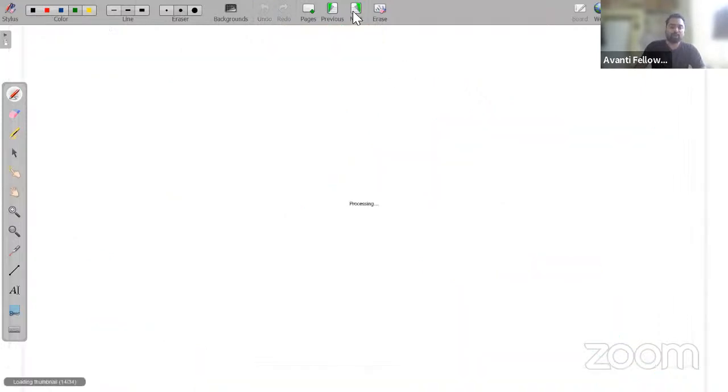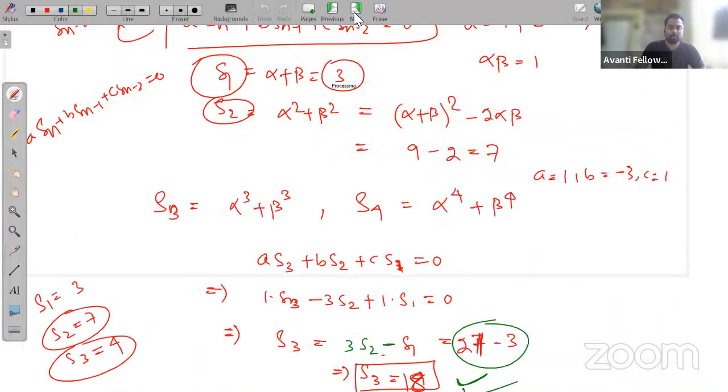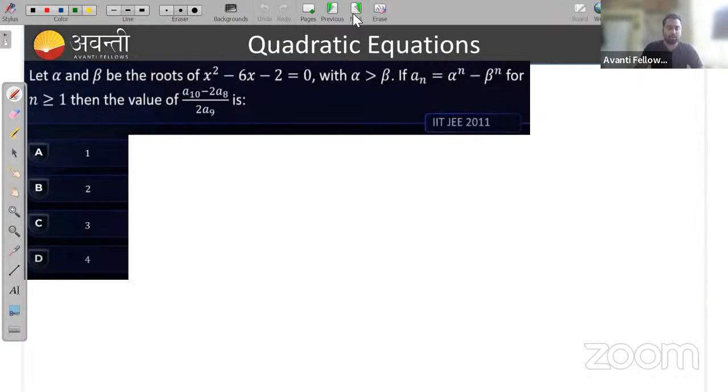Chalo. So come to the next question. This is done. Now solve this one by your own. Try this question. It came in 2021 IIT JEE. This is an IIT JEE question and it's a very easy question. If you know Newton's method, you can easily solve it. Try to solve it.